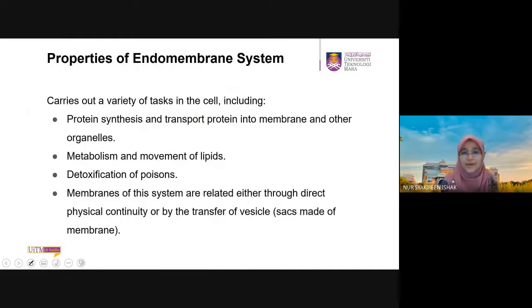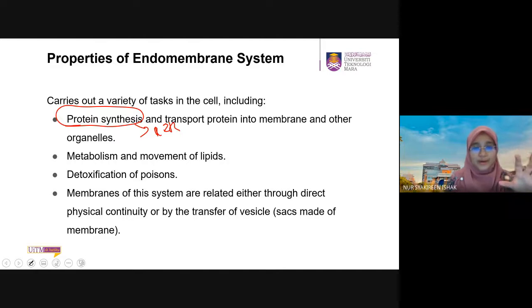So the endomembrane system carries out a variety of tasks in the cell, including protein synthesis and transport of protein into membrane and other organelles. Dia melibatkan penghasilan protein. Why? Because dia punya key structure yang terlibat tu adalah ribosome. As we have looked earlier, these ribosomes are attached to the membrane of the nucleus and also the membrane of rough ER.